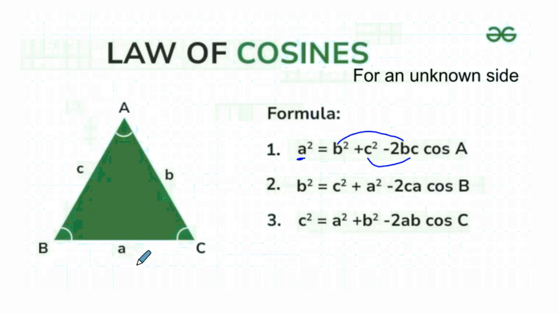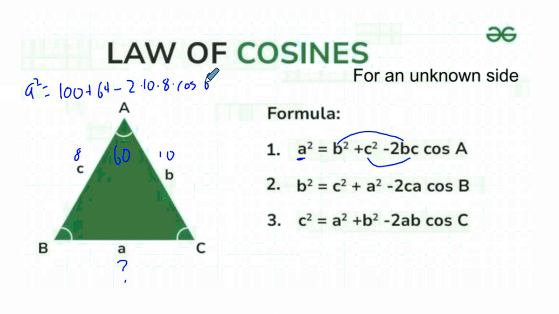So let's say I want to solve for a squared. Well, I'm going to say this is 60 degrees, this is 10, and this is 8. So a squared, unknown, equals b squared, that's 10 squared, so 100, plus c squared, 8 squared, it's 64, minus 2 times 10 times 8 times the cosine of 60. I can then put all this in the calculator and then take the square root.